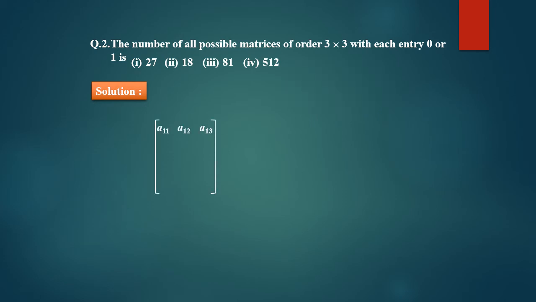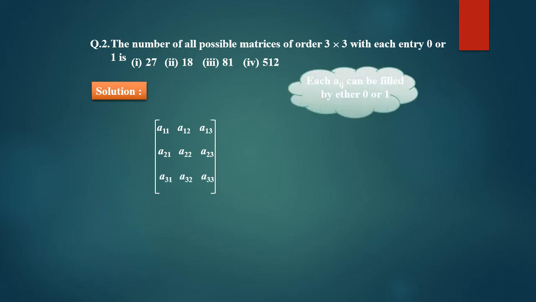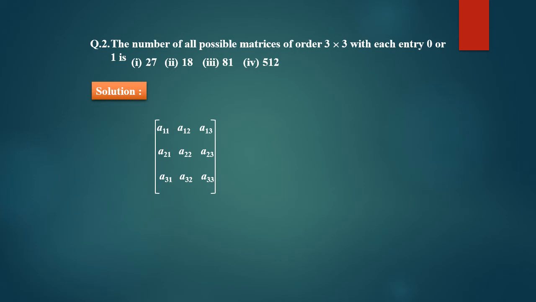So the general representation will be A11, A12, A13, A21, A22, A23, A31, A32 and A33. Now each element of this 3 cross 3 matrix can be replaced by either 0 or 1. So each element can take two values, that is 0 or 1.